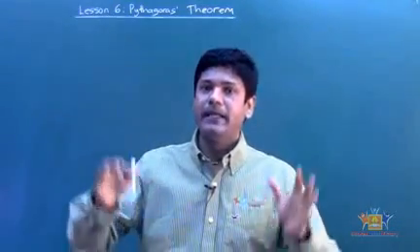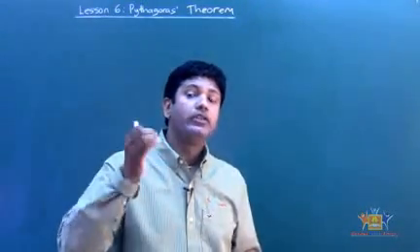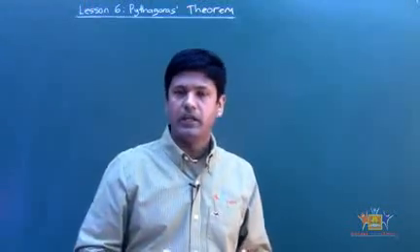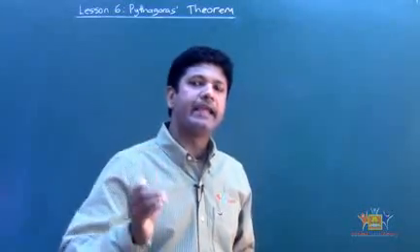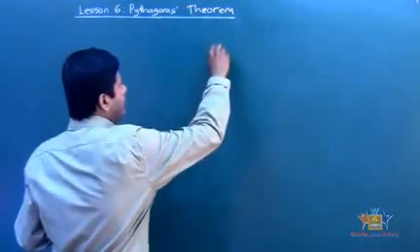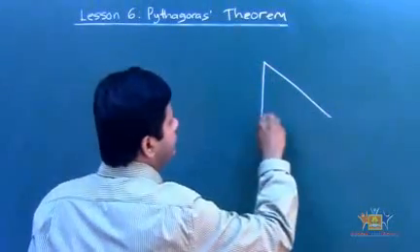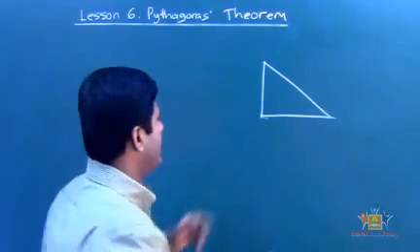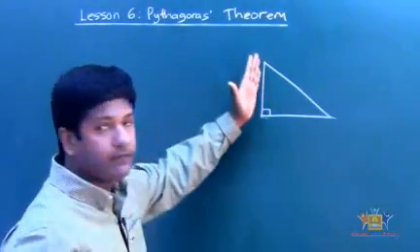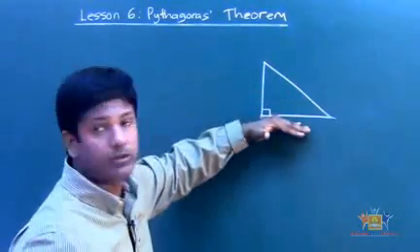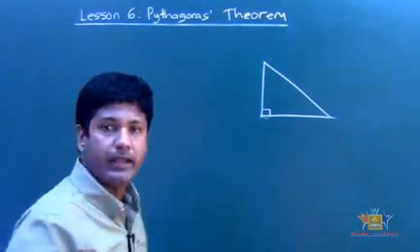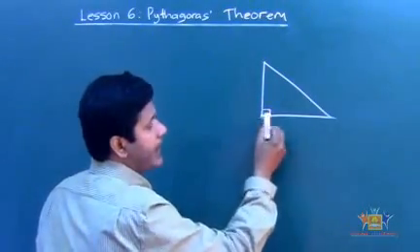Good. Well, in this lesson we're going to talk about the relationship between the sides of a right-angled triangle. Now when Mr. Max says right-angled triangle, what is a right-angled triangle? Okay, let's draw that. We have several triangles we learned from our previous lesson. A right-angled triangle has a vertical and horizontal side that are perpendicular to each other. Perpendicular means it makes a right angle.